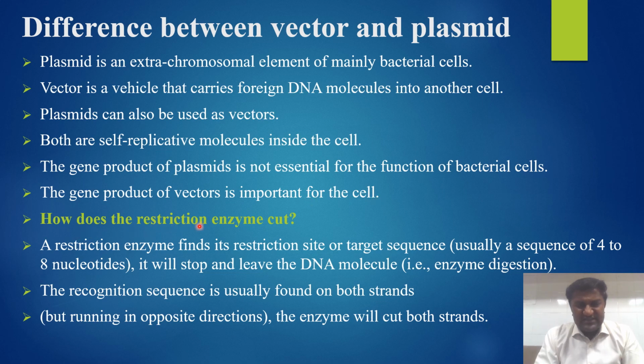How does the restriction enzyme cut? A restriction enzyme finds its restriction site or target sequence, usually a sequence of 4 to 8 nucleotides. It will stop and leave the DNA molecules, as in enzyme digestion. The recognition sequence is usually found on both strands but running in opposite directions, and the enzymes will cut both strands.